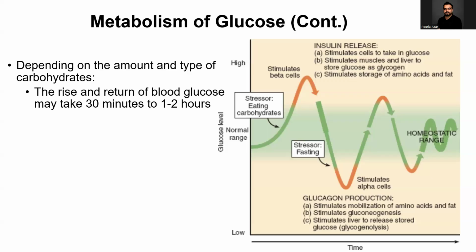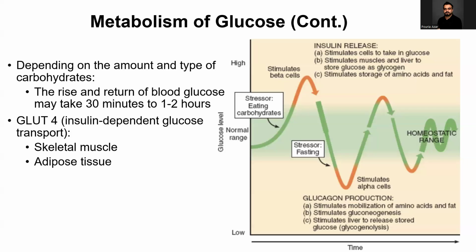In fasting or starvation, we don't have much glucose as we have after eating. So that fasting stimulates alpha cells in the pancreas. And those alpha cells produce and release glucagon to the bloodstream. And glucagon makes the liver release its stored glucose as glycogen to the bloodstream. So this is all about the function of insulin and glucagon.